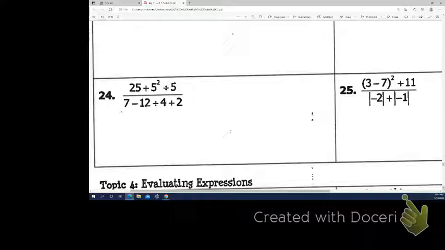So remember that the fraction bar indicates a big grouping symbol. Even though there are not parentheses around the top and the bottom, we need to simplify the top, simplify the bottom, down to one number on top, one number on the bottom, and then we can either divide or we can reduce, depending on the numbers. That's right. Give me some backup there.